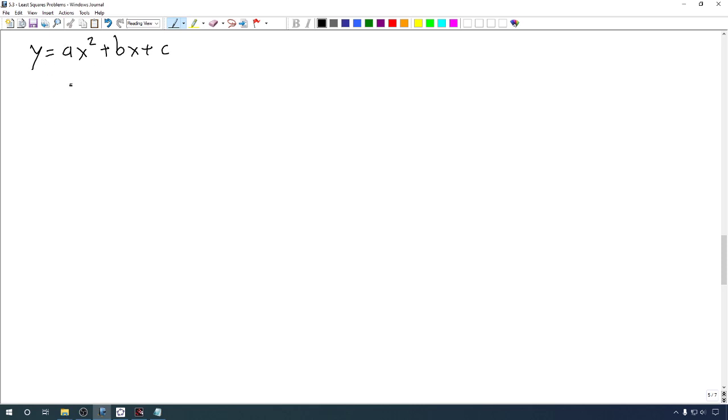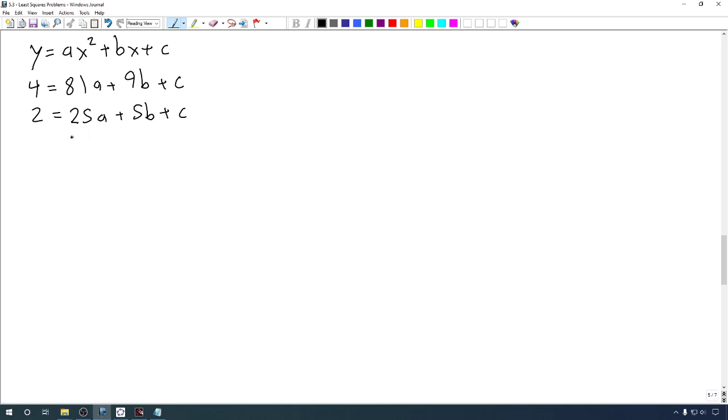And we'll use our same points. So remember, we had the point of 9, 4. So we plug those in here. We put 4 in here. We have to square our 9, so we get 81a plus 9b plus c. We plug in our point 5,2, so we have 2 for our y. When we plug in 5 here, we get a 25a, we get a 5b, and we still just have c.